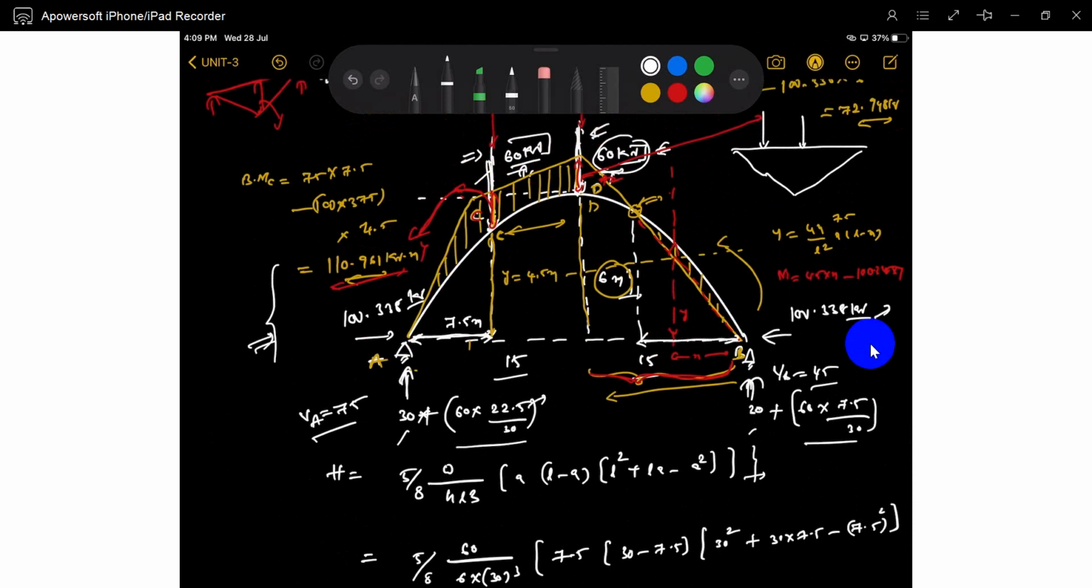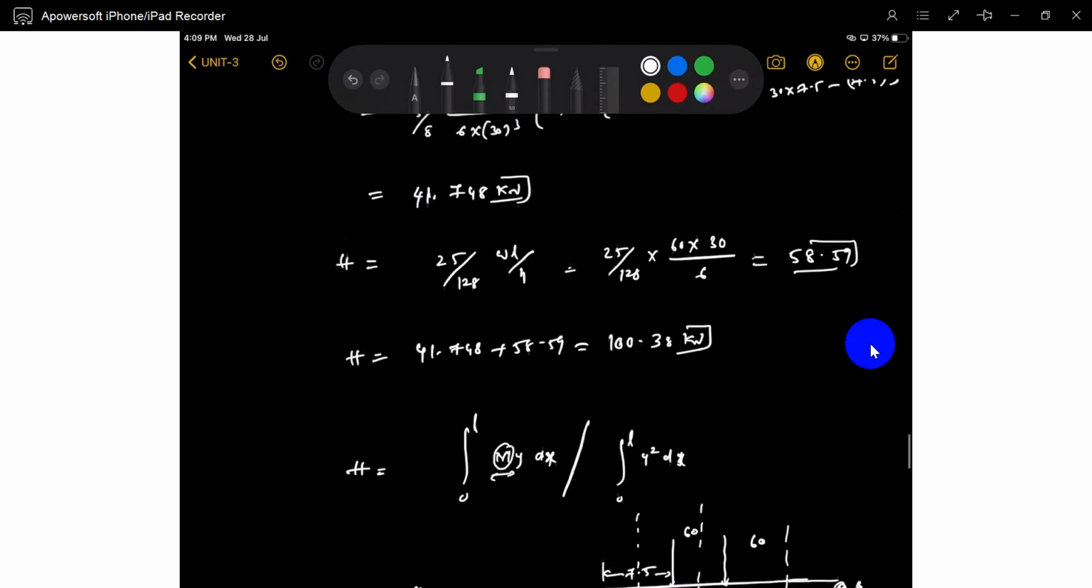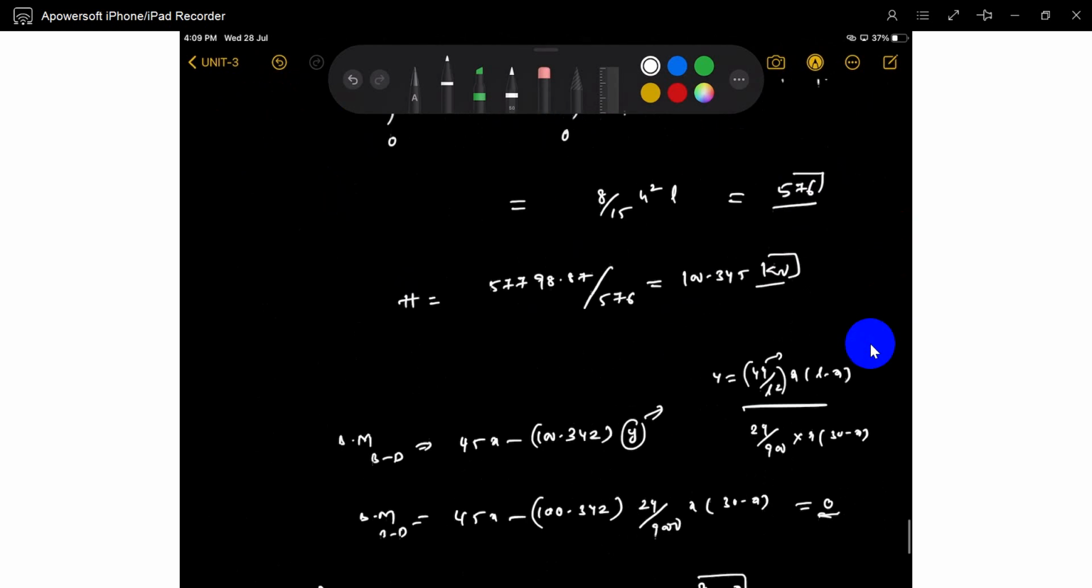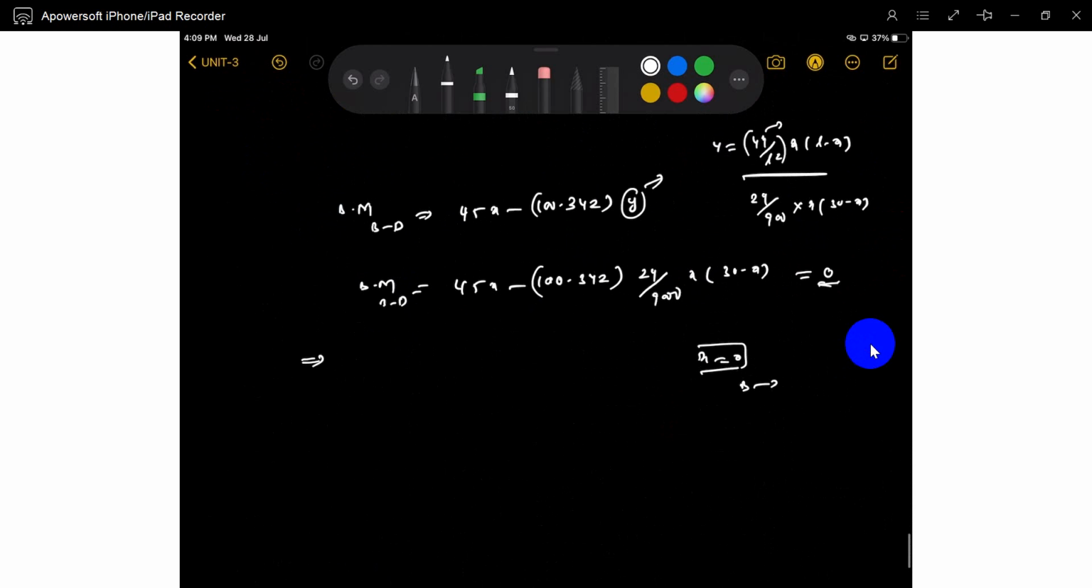But I am not asking where the bending moment is 0. I am asking where the maximum negative bending moment is. So how can you find it out? Differentiate the bending moment with respect to X and equate it to 0. Slope is 0, that is the maximum value. If you differentiate, you will get the X value, 6.59 meters.